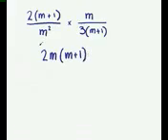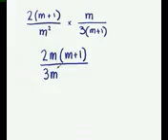On the bottom line, on the denominator, we have m squared times 3 bracket m plus 1. So again, it doesn't matter what order we multiply in, so we'll have 3m squared bracket m plus 1.